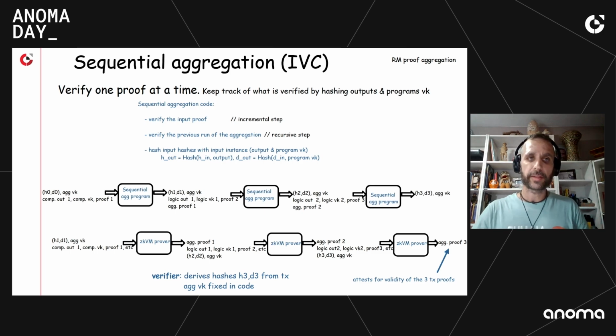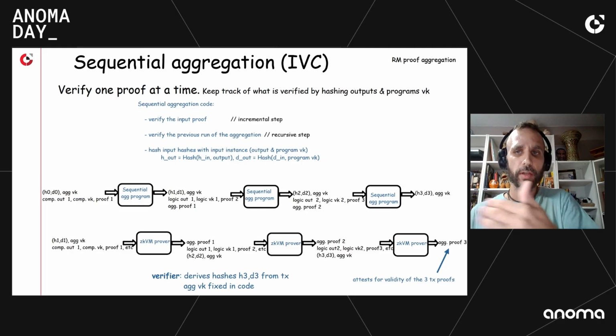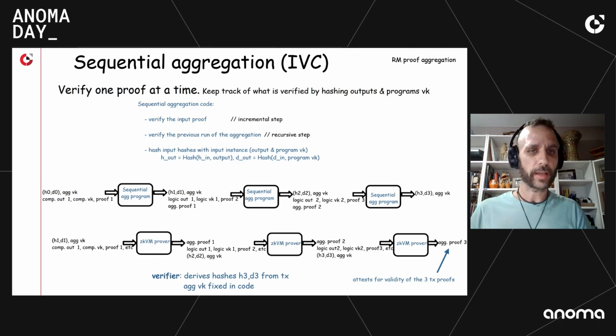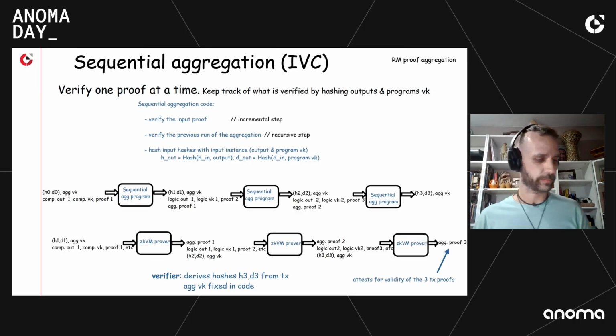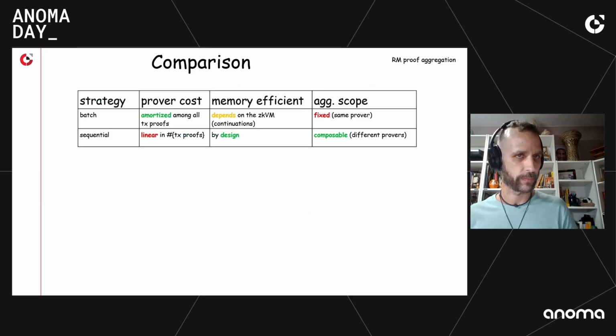Now the situation is a little bit different from the batch approach. So the verifier needs to derive the aggregation instance. In this case, it needs to hash all the compliance outputs and verifying keys to derive the two hashes. And then it goes to the code, grabs the aggregation verifying key, and verifies the aggregation proof. So this would be the sequential approach.